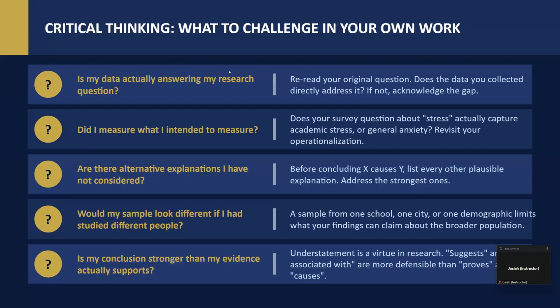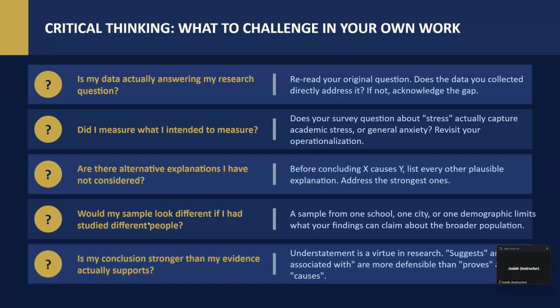Then you should be asking yourself, are there alternative explanations I have not considered? Once you've collected your data, you should be looking at your correlation and causation effects and seeing, okay, this is what I had, this is what I conclude. Is there anything I'm missing, or any other explanations that can also be correlated with this graph?